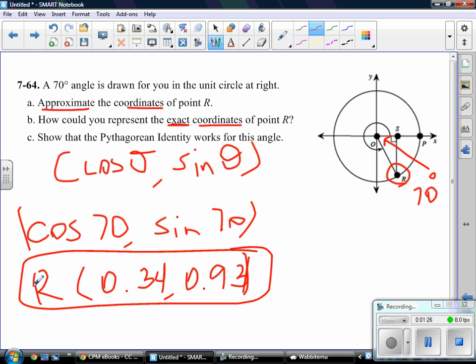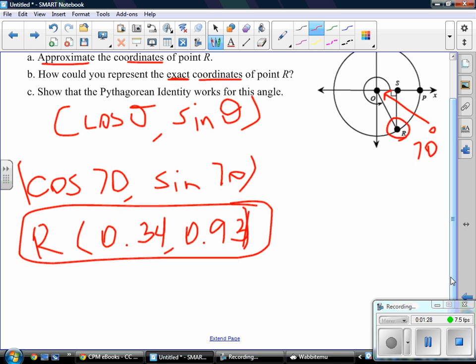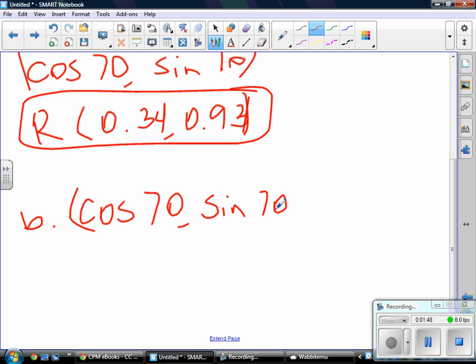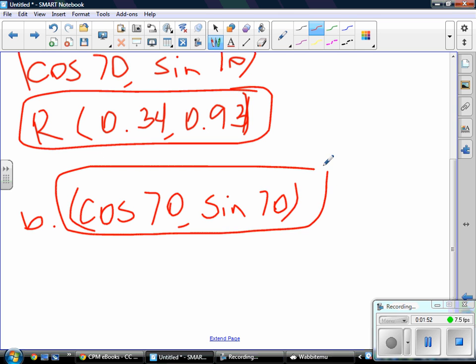So part B says, how can we get the exact coordinates? Well, the exact coordinates just means, how can I not have decimals in there? So what we can do is just leave it with cosine of 70 as my x-coordinate, and sine of 70 as my y-coordinate. So there's our exact coordinates of point R, just leaving it as cosine and sine.